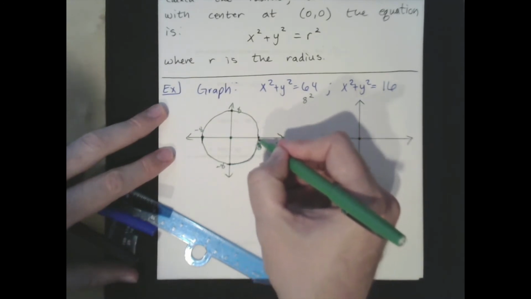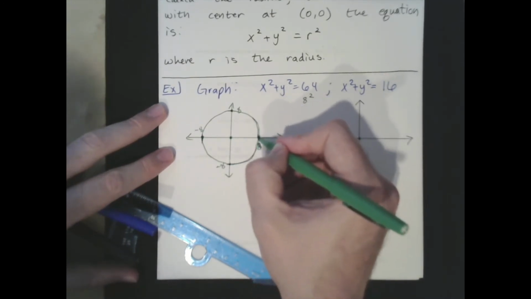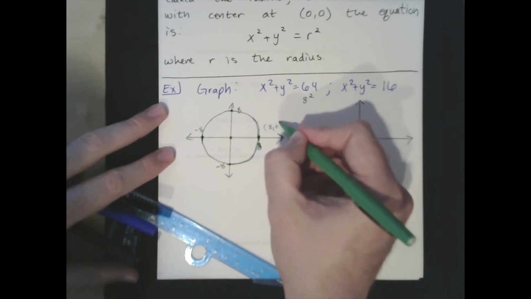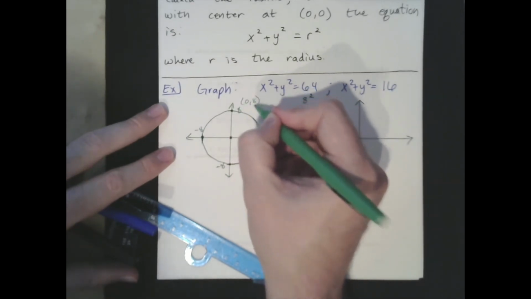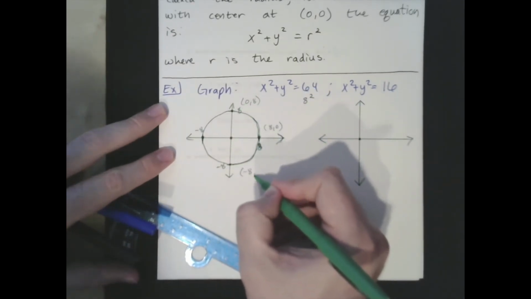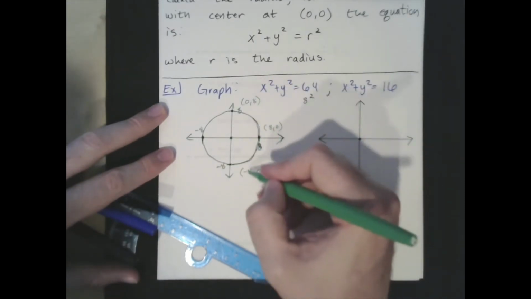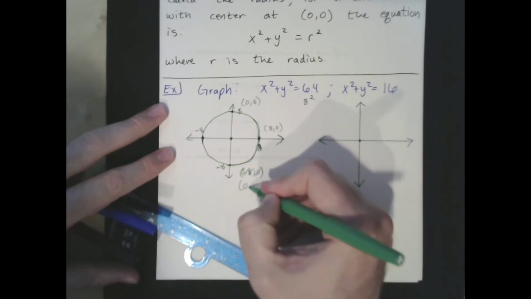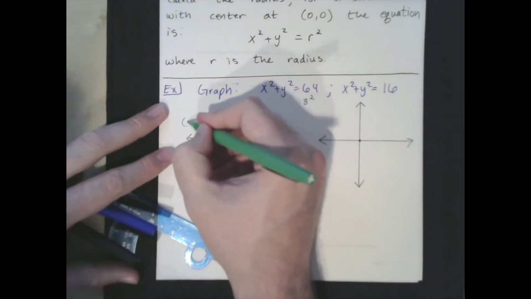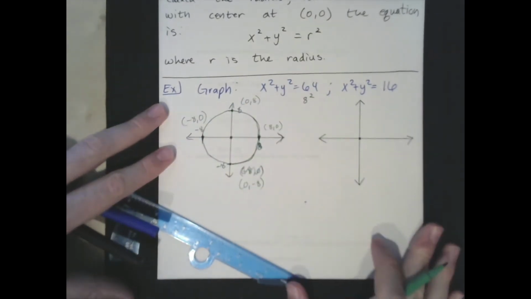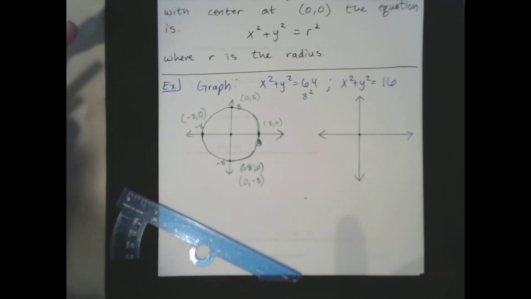It's always this part that messes me up. And then this is 8, 0. This is 0, 8. This is negative 8, 0. I'm sorry, not negative 8, 0. This is 0, negative 8. This one is negative 8, 0. And we have our circle.